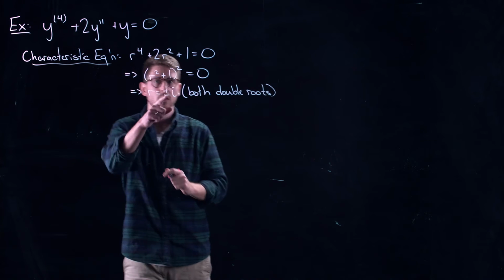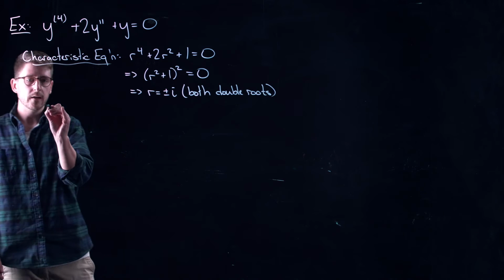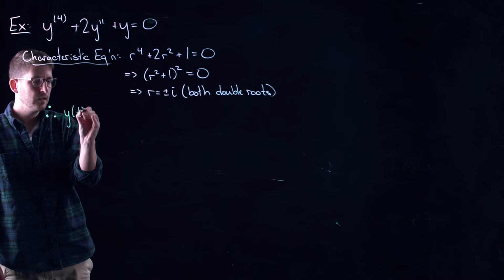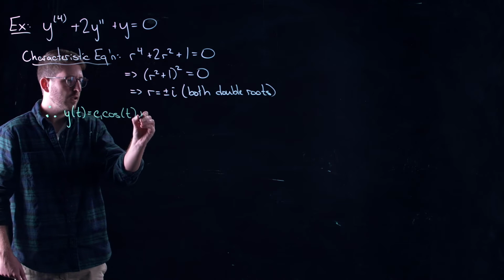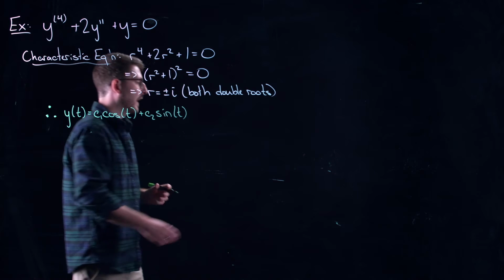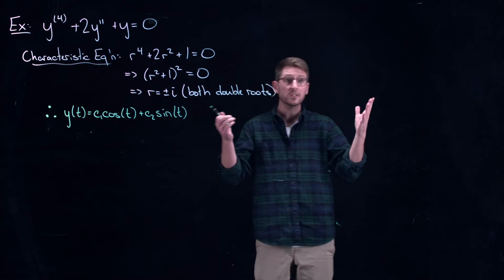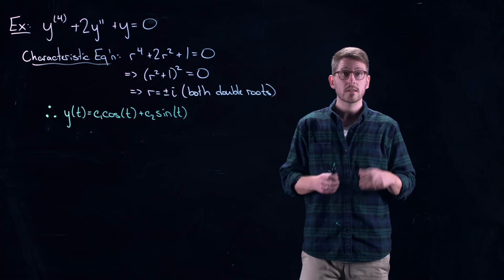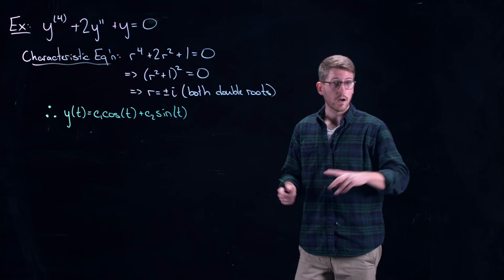So from the fact that these are single roots, I've got y of t is equal to c1 cos of t plus c2 sine of t. That's coming from the plus or minus i being solutions. But now these are double roots. We know what to do with repeated roots. We saw this back when we did this with second order equations. It's just a reduction of order that can be used to derive these solutions.